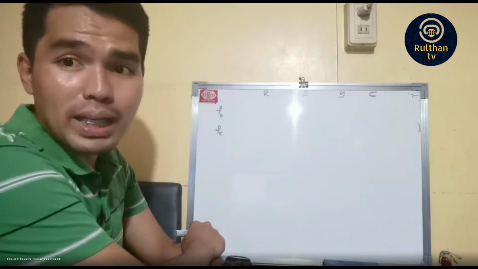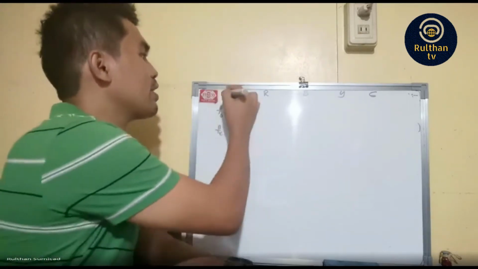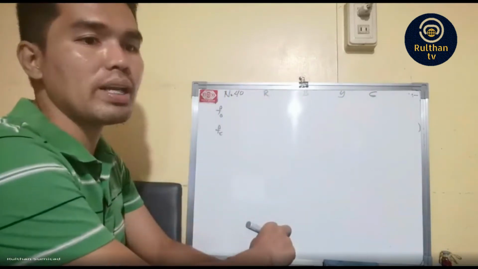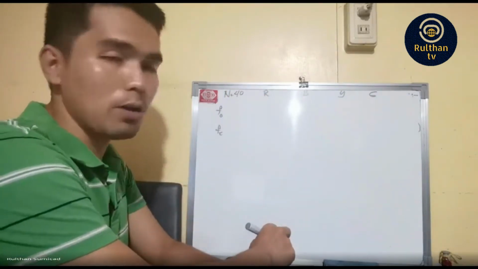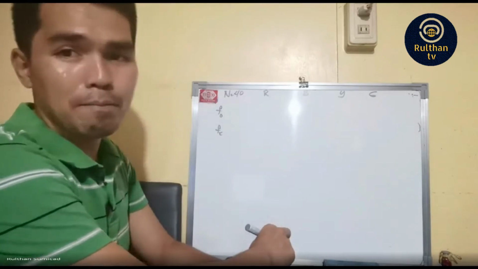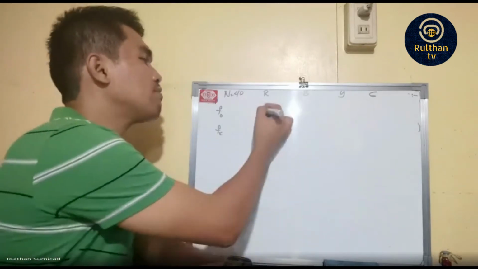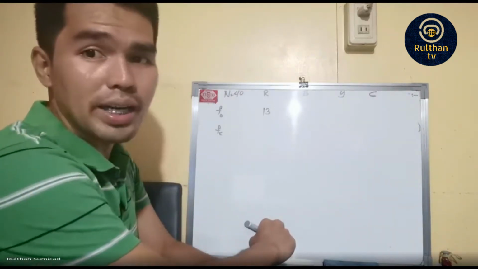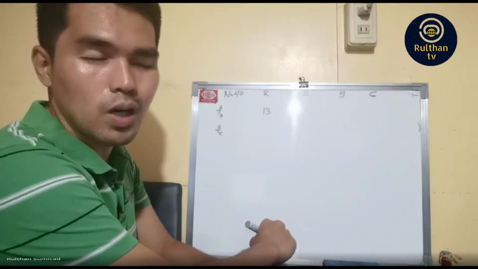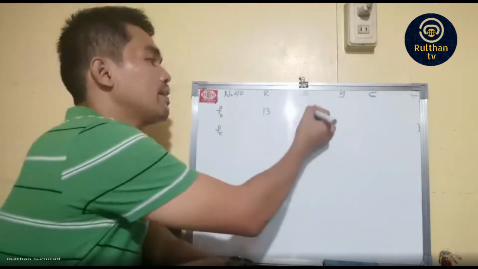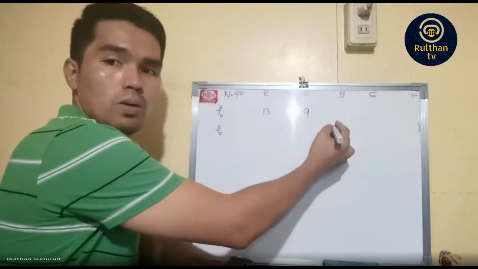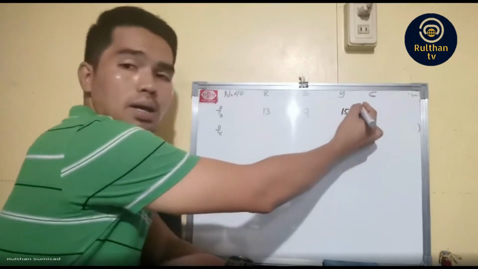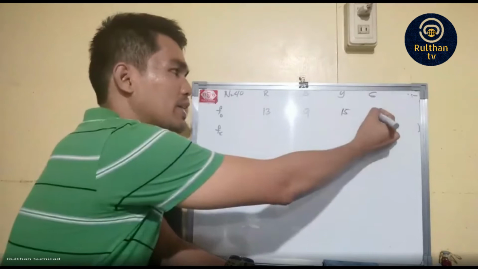Now for the 40 kids involved, your n here is 40. There are only 40 toddlers involved. For the 40 toddlers, 13 of them selected the red color of toy. Then 9 selected blue, 15 selected yellow, and lastly, we have 3 for the color green.